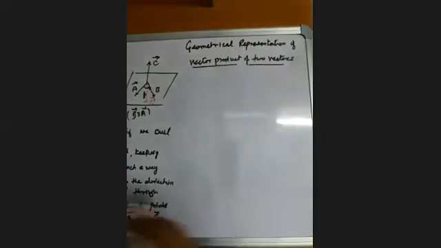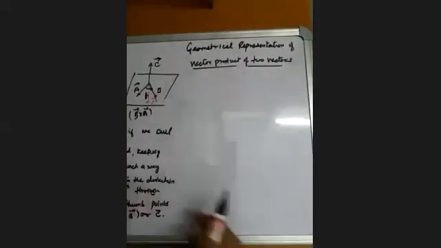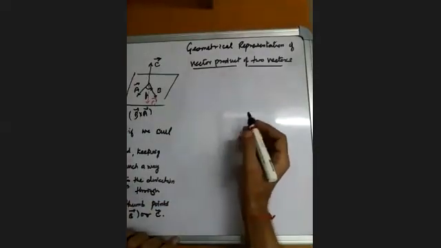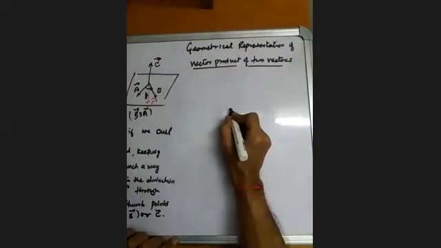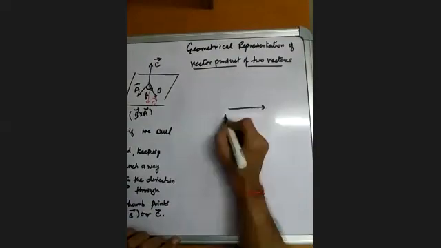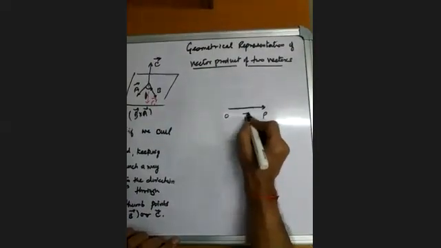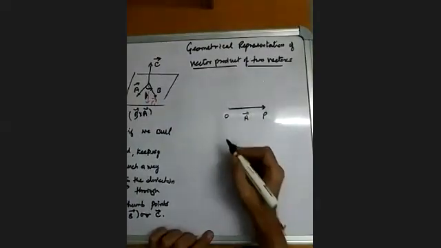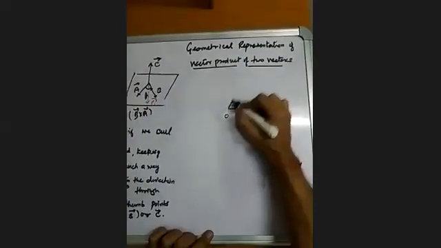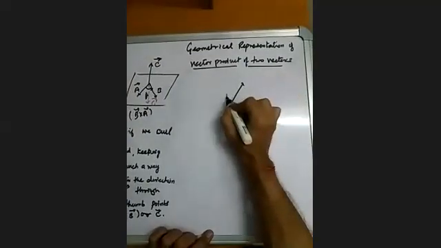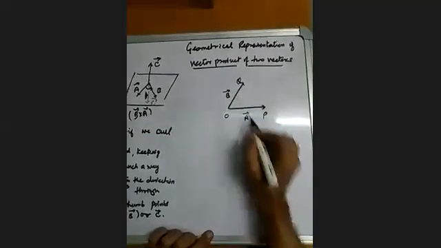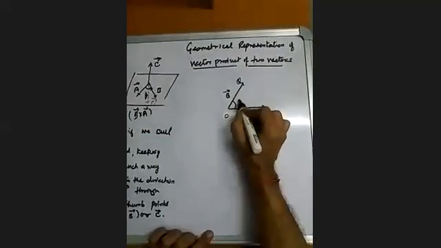Geometrical representation of vector product of two vectors. Let us consider two vectors, vector A and vector B. Suppose this is vector A represented by OP, and vector B is represented by another vector OQ, and the angle between the two is theta.